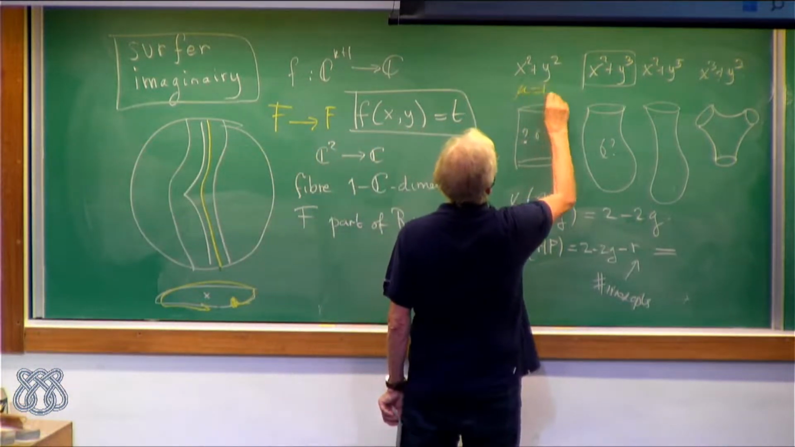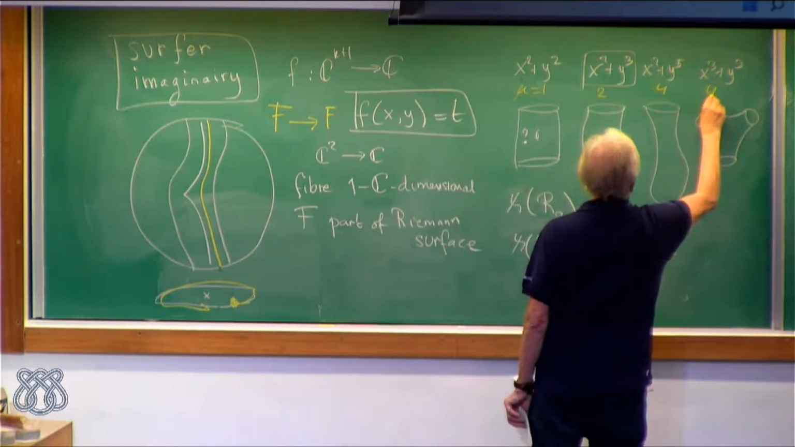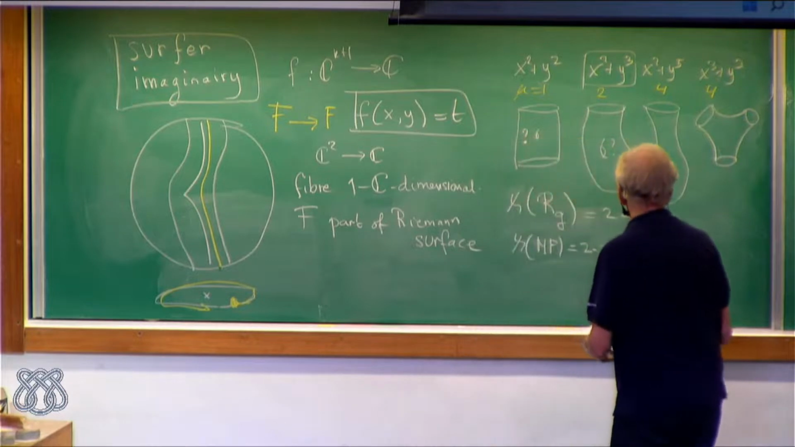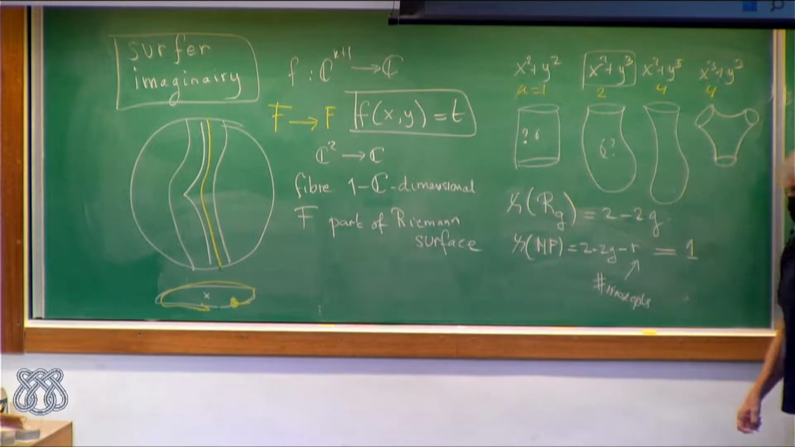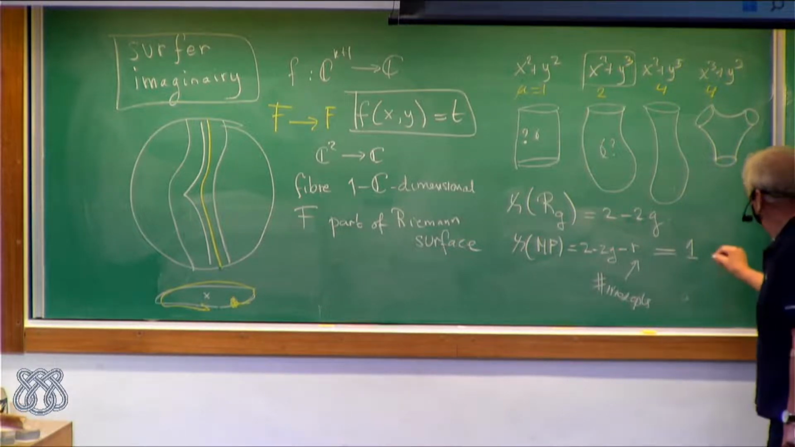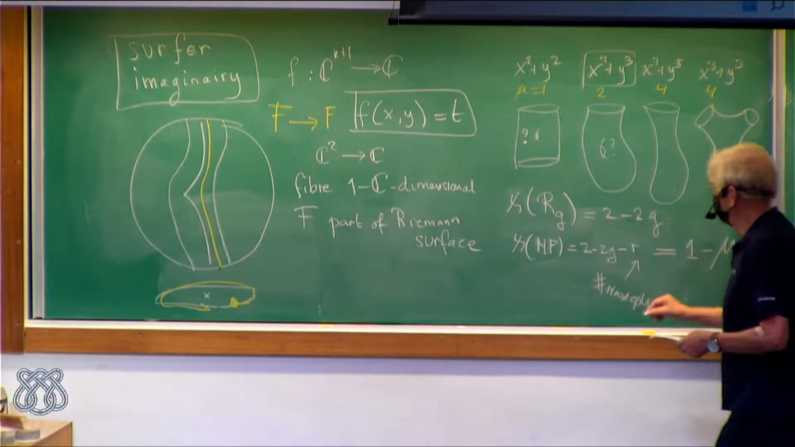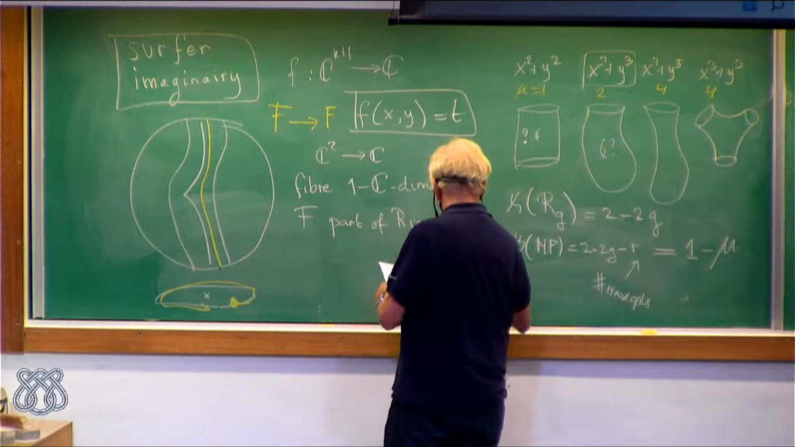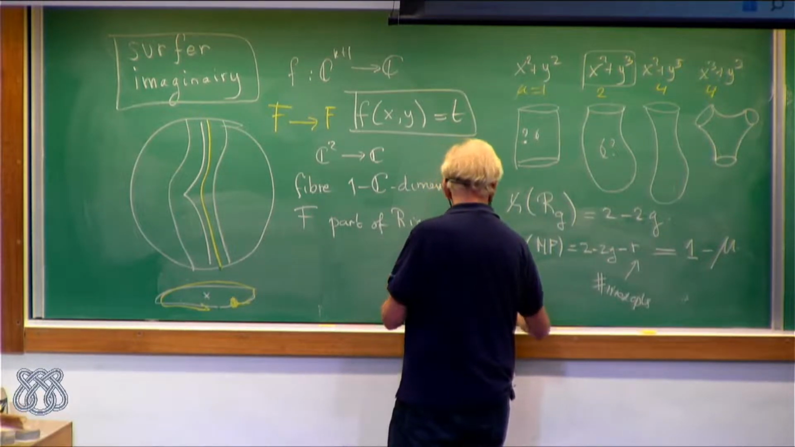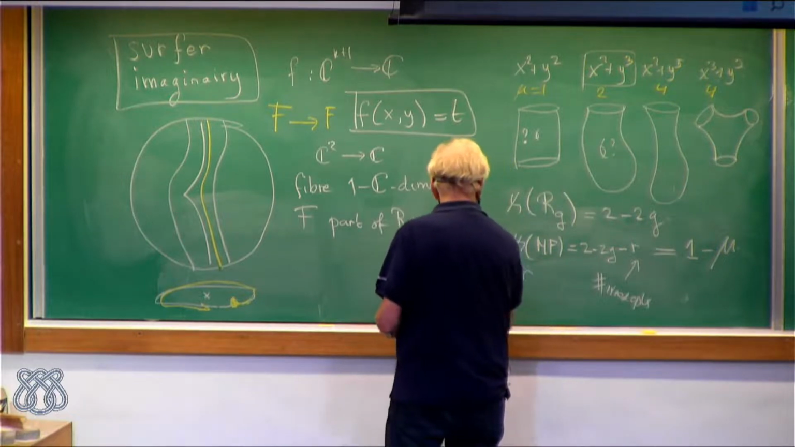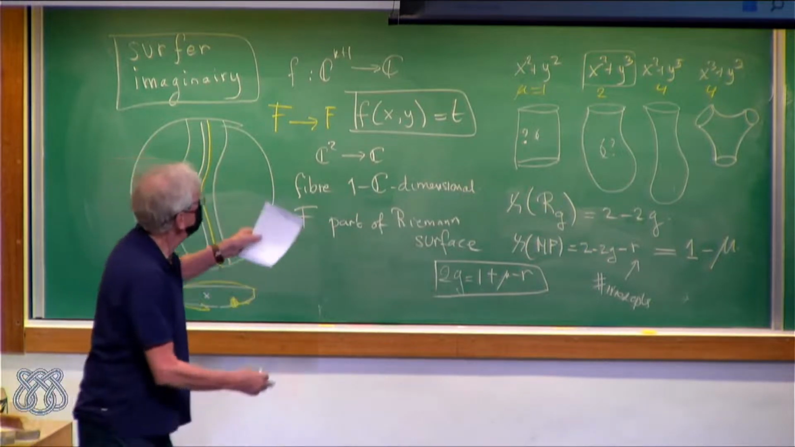Mu is 1, 2, 4, and 4. Okay, so this is equal to 1, since this is connected, the B0, minus the Milnor number. This is correct. So 2G is equal to 1 plus mu minus R. Okay, we can test that in these examples.